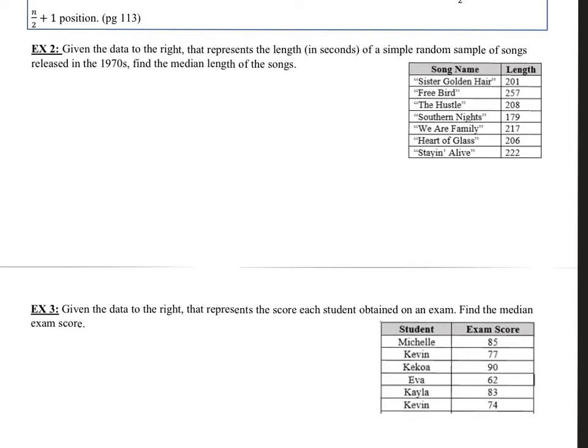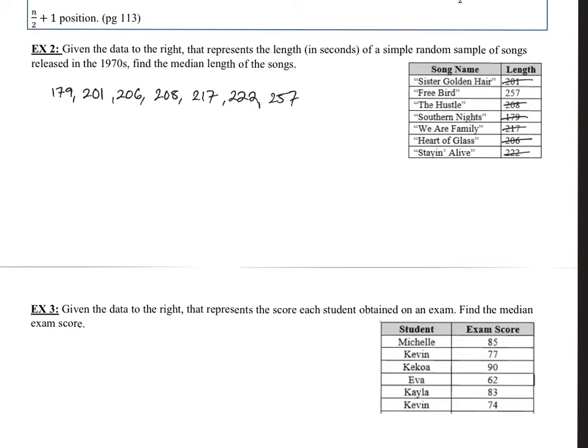Well, the first thing we need to do is arrange these in ascending order, which means the smallest one first. So who's the smallest? Southern Nights. So 179. Then what's next? 201 looks like the next one. After that we have 206. Then 208. Then 217. 222. And 257. All right, we've arranged it in ascending order.